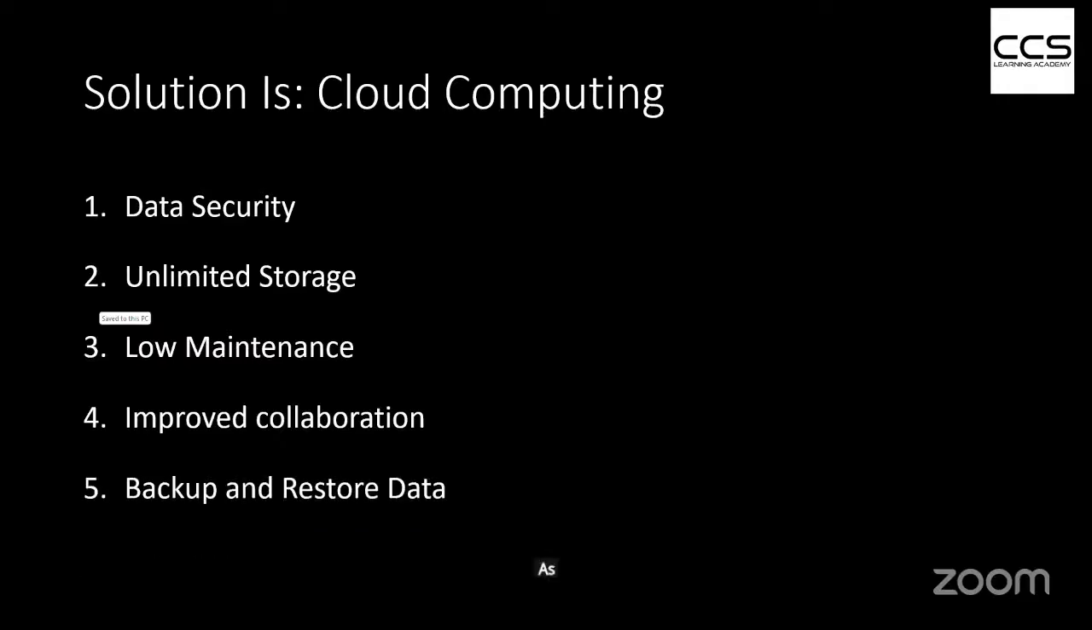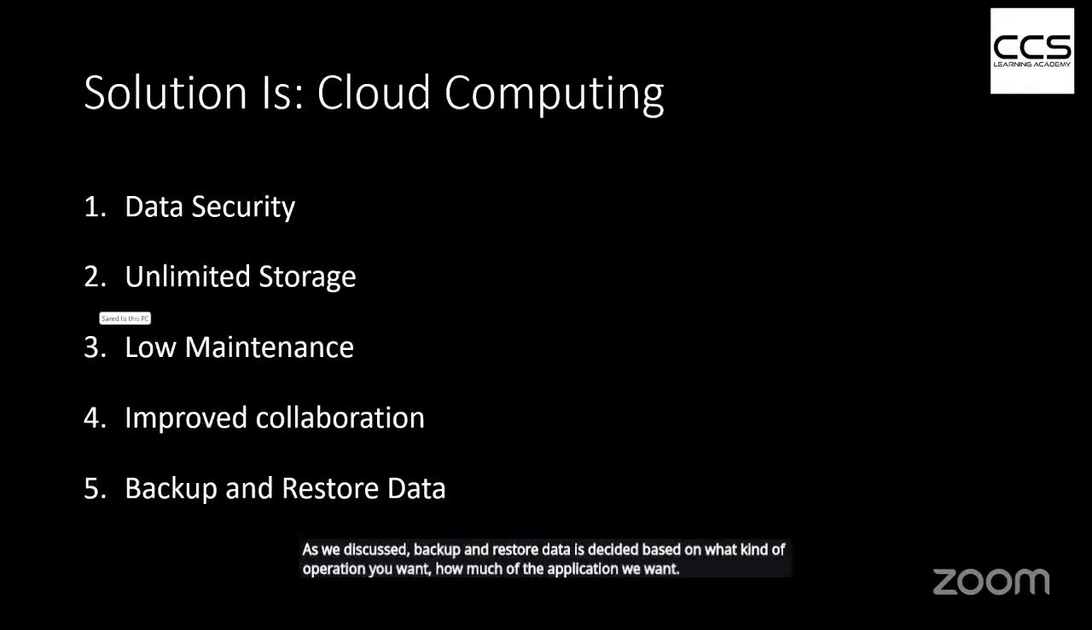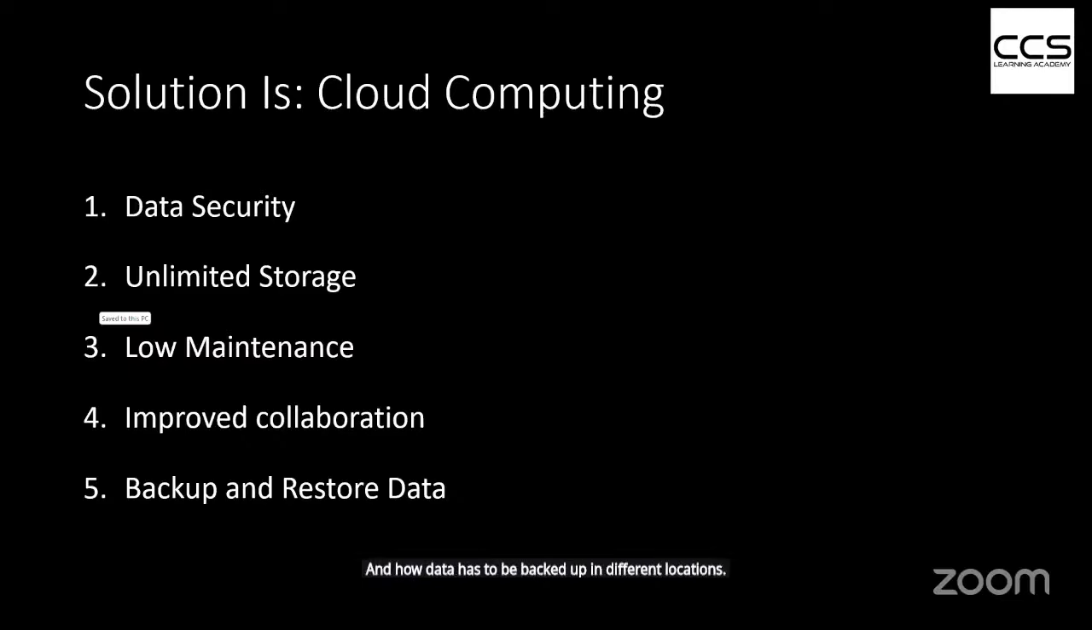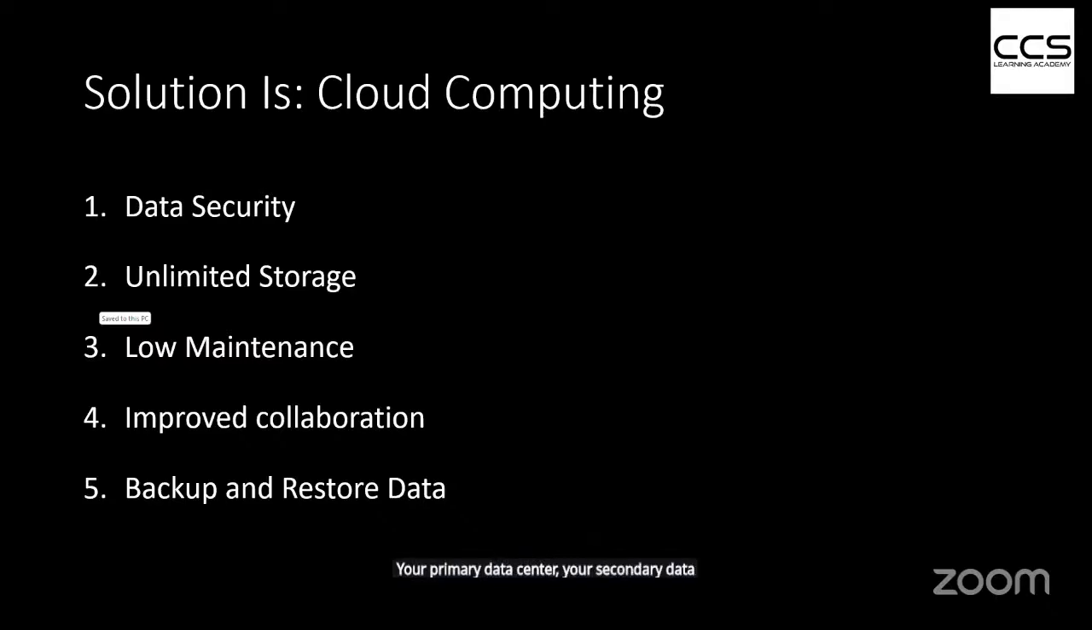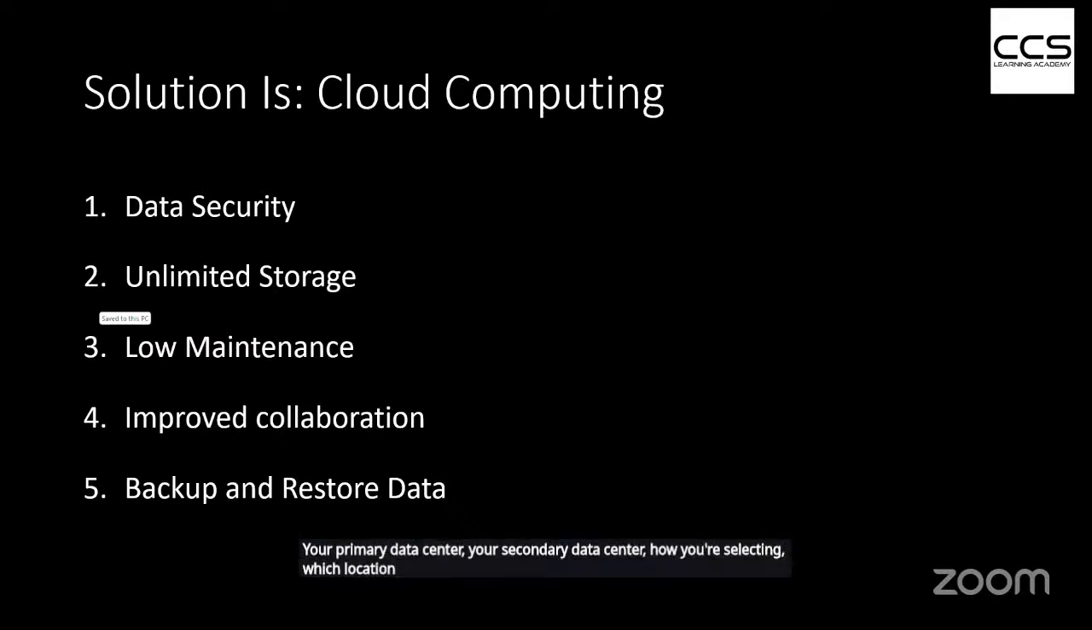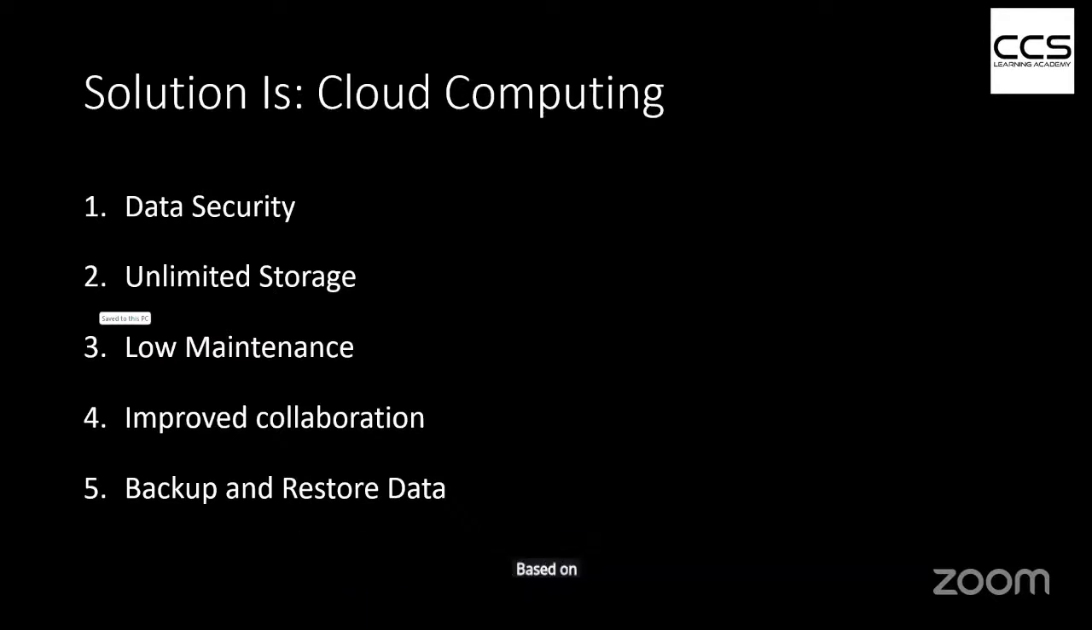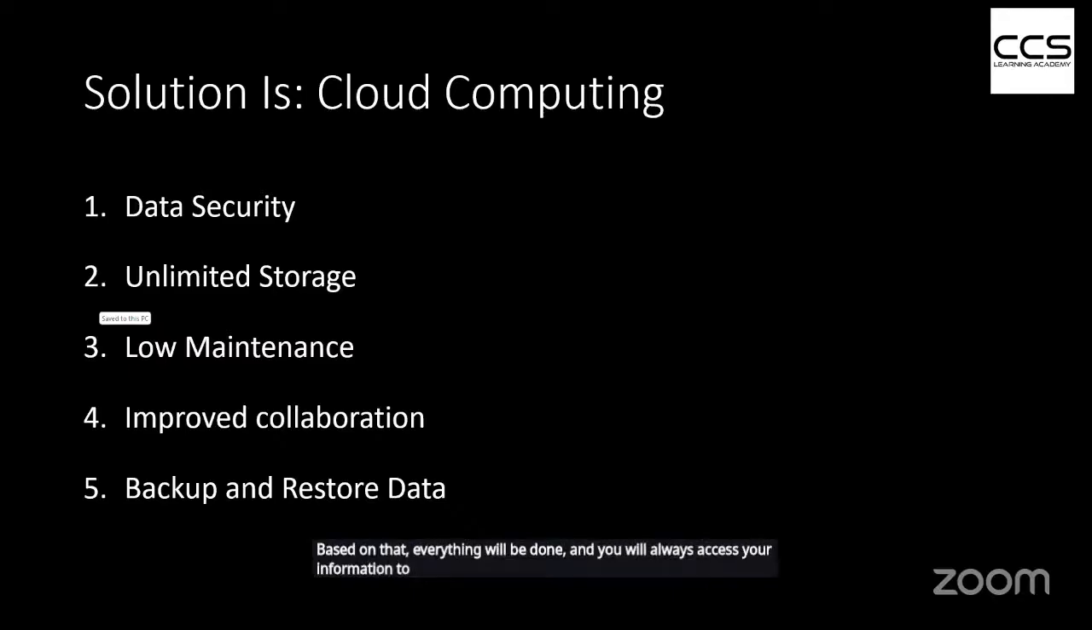As we discussed, backup and restore of data is decided based on what kind of operation we want, how much of the application we want, and how data has to be backed up in different locations. Again, this is an automated operation. You have to make sure what location you're selecting for your primary data center and your secondary data center, like East US or West US. Based on that, everything will be done and you will always access your information 24/7.